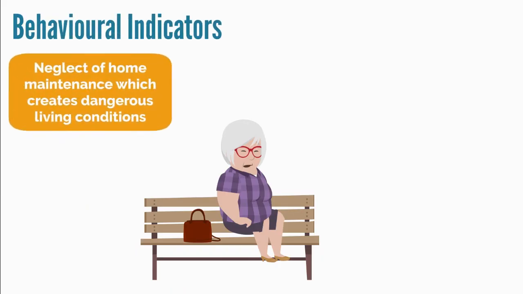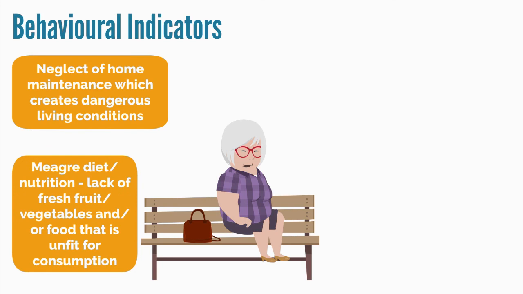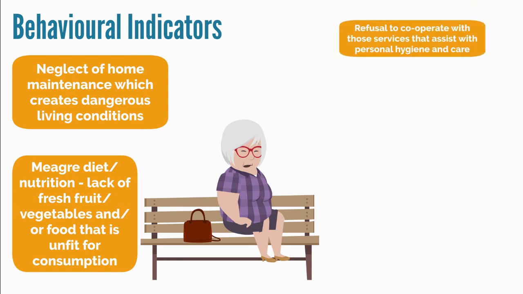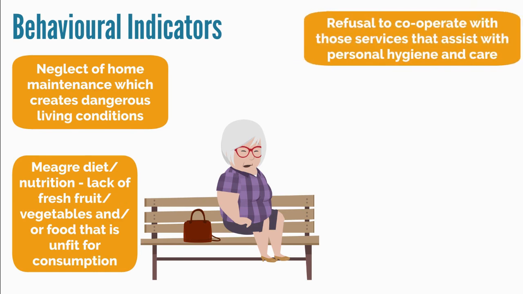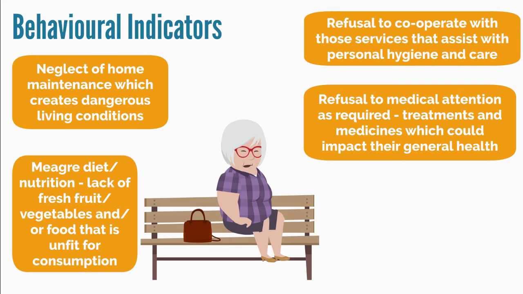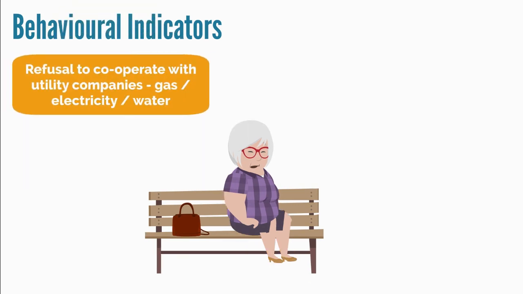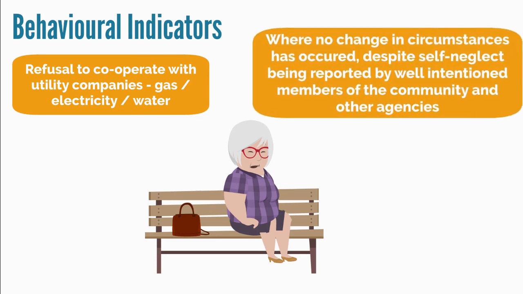Behavioural indicators can be neglect of home maintenance, which creates dangerous living conditions, meagre diet, nutrition, lack of fresh fruit, vegetables, and/or food that is unfit for consumption, refusal to cooperate with those services that assist with personal hygiene and care, refusal of medical attention as required, treatments and medicines which could impact their general health, refusal to attend meetings held by professionals, for example healthcare, social care, housing, etc., refusal to cooperate with utility companies, gas, electricity, water.